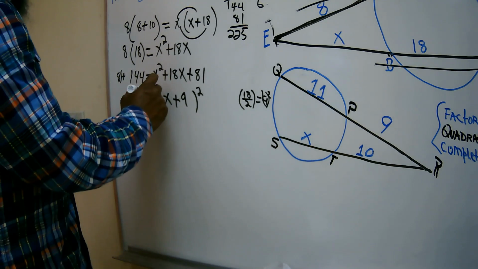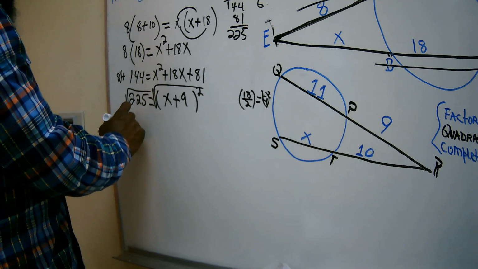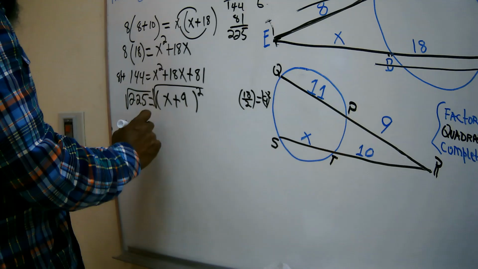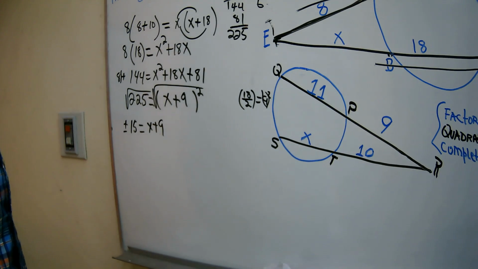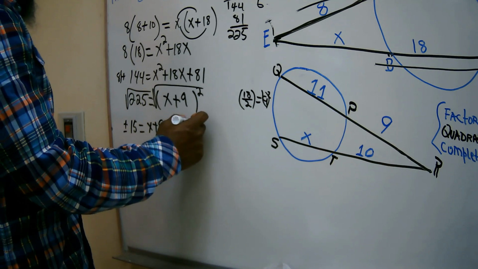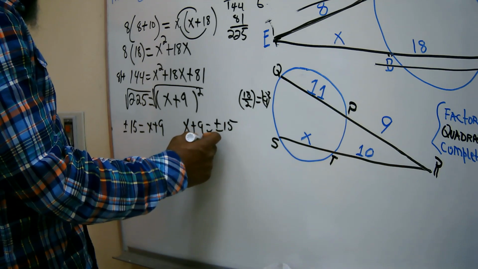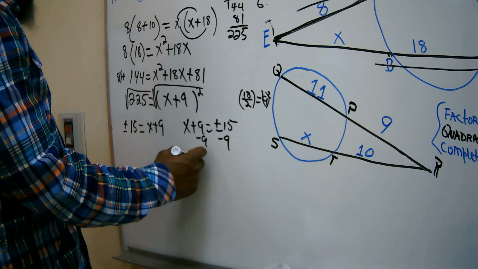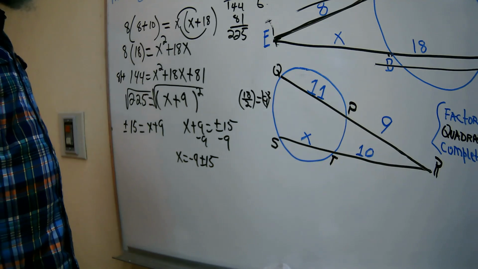You will have to take the square root of each side. When you take the square root of that, that will give you plus or minus 15 is equal to x plus 9. Now in this case, you're solving for x. In order to solve for x, you will have to subtract 9 from each side. Then you will end up with x is equal to negative 9 plus or minus 15. Those are your two answers.